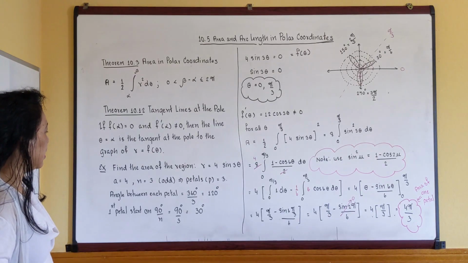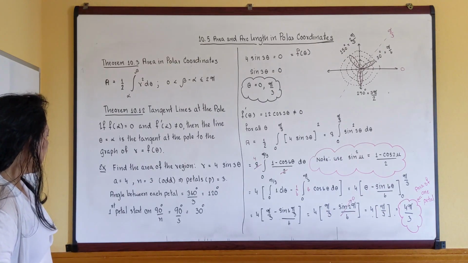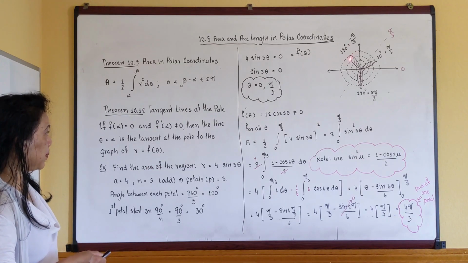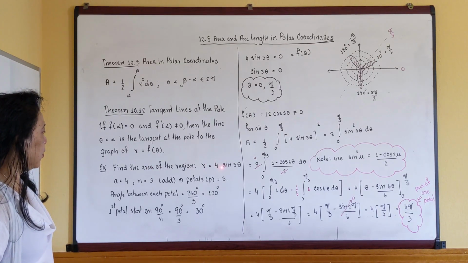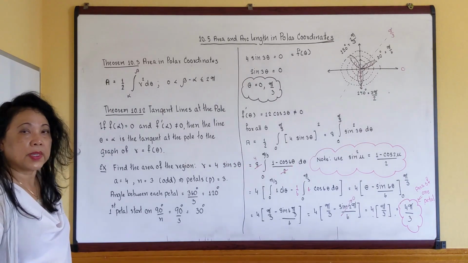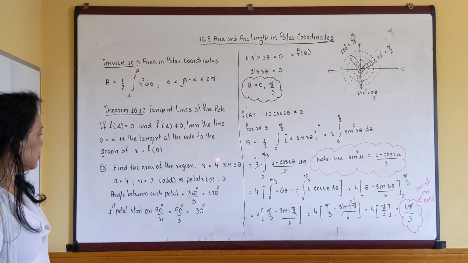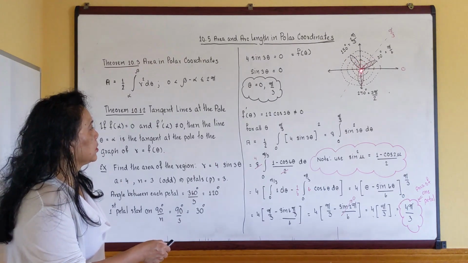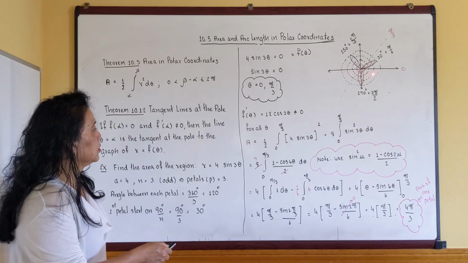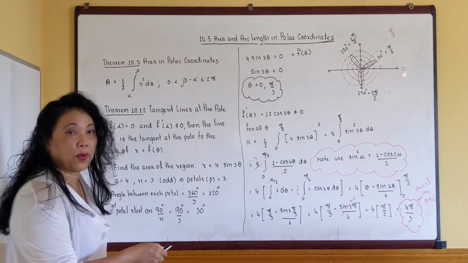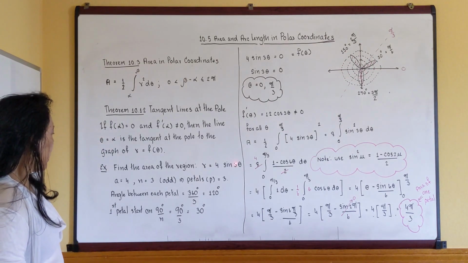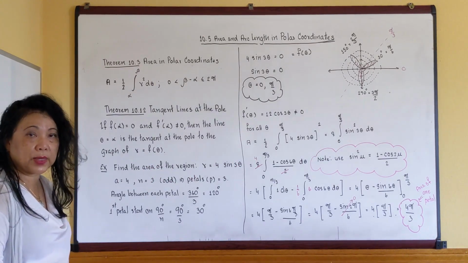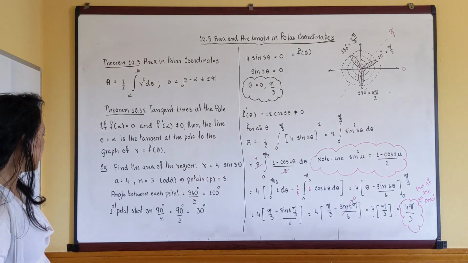So let's look at my first example here. I want to find the area of, let's say, one leaf, one petal. r equal to 4 sine 3 theta. As you recall from the previous section, my a here is 4, which means my radius is 4, you see. 1, 2, 3, and 4. That's my a. My n is 3. 3 is odd, which means I'm going to have 3 petals.